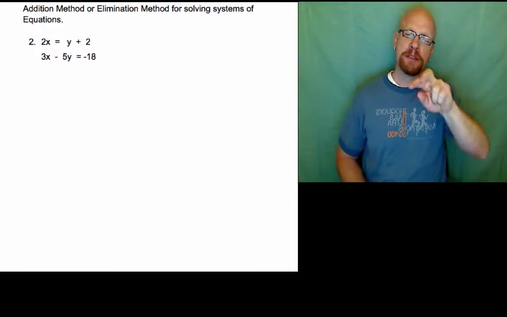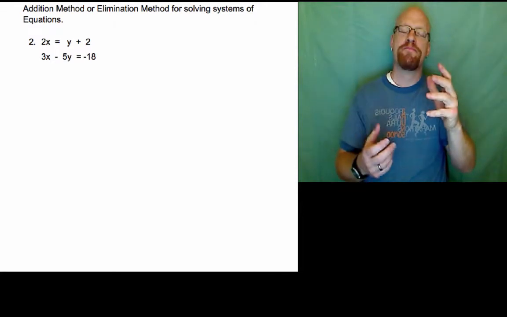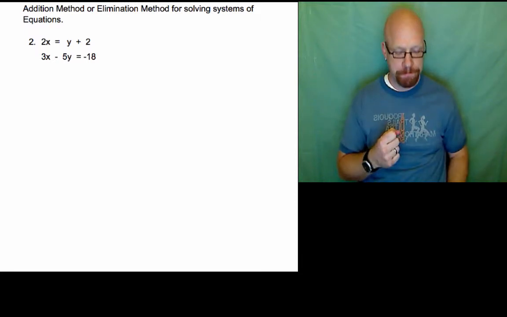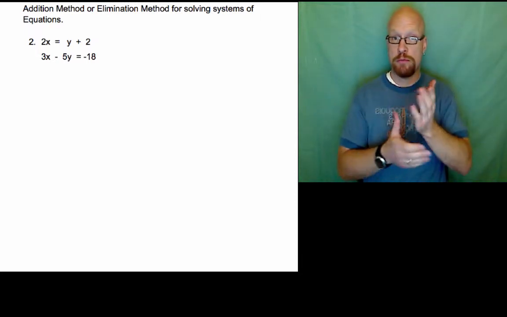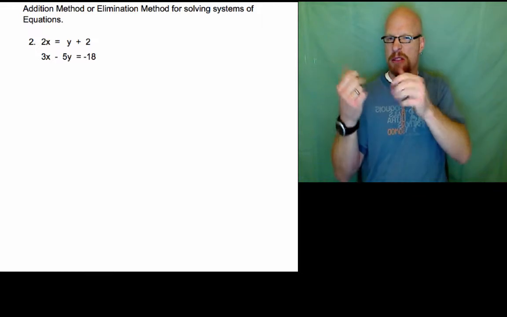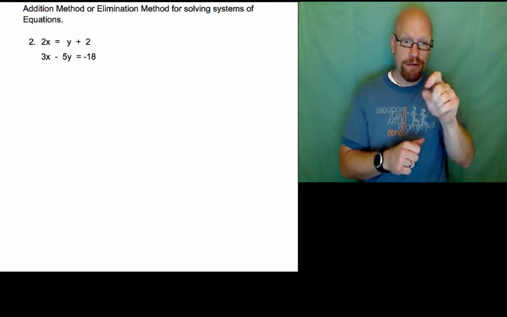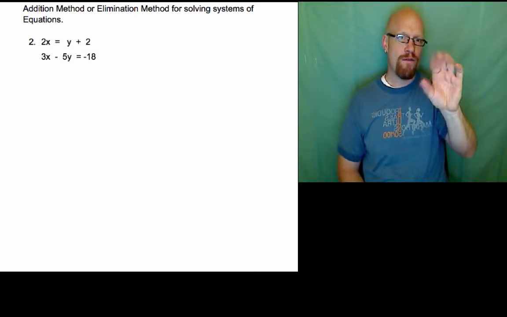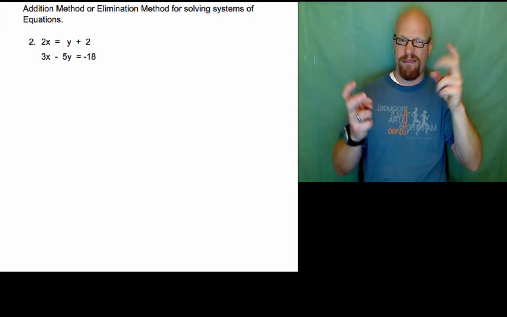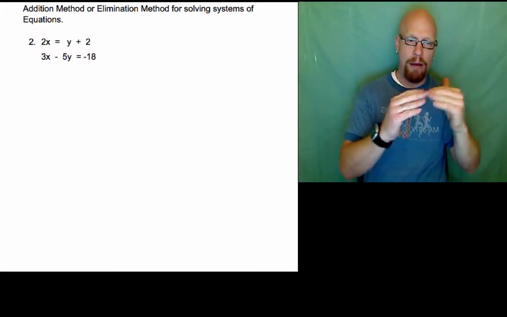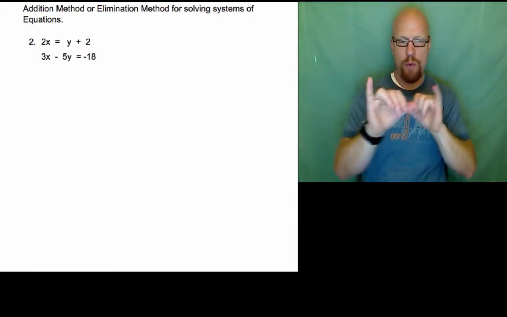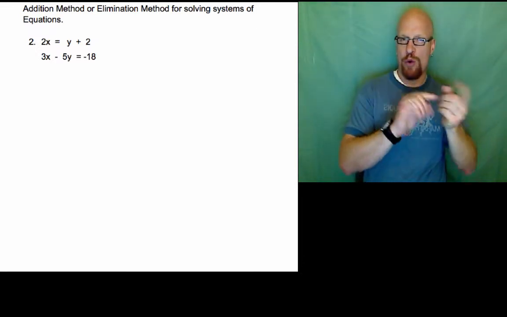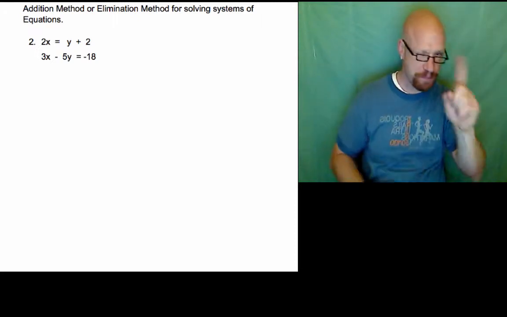Hello again. This is our second vlog under the topic of the addition or elimination method in solving systems of two equations. Like I said before, addition or elimination method, no matter, we need to have the equations in what we call standard form. It must be like ax plus by equals c. So we have the x's under each other and the y's in the same thing, and then the constant term on the right hand side.